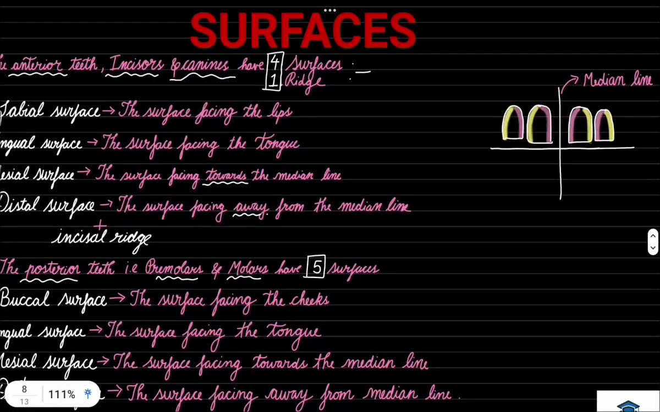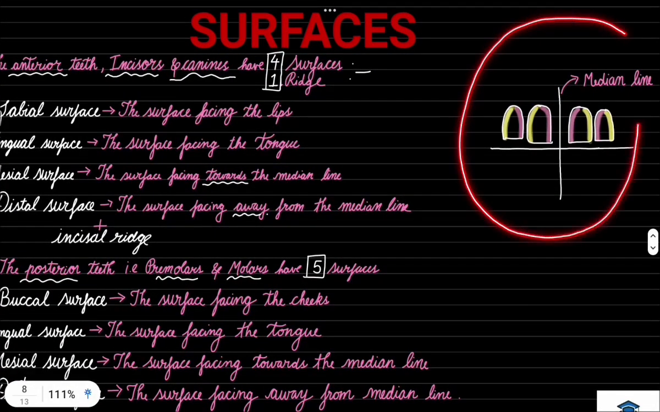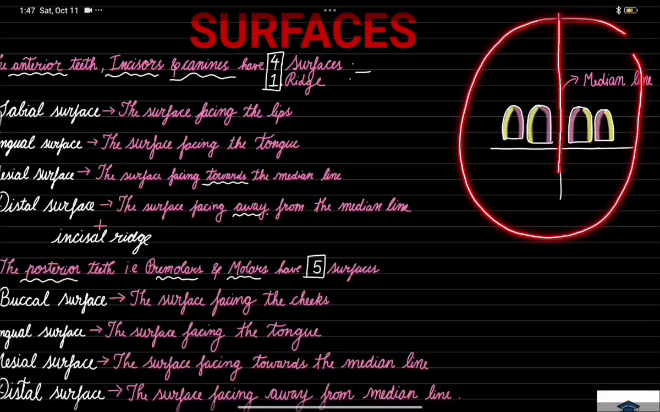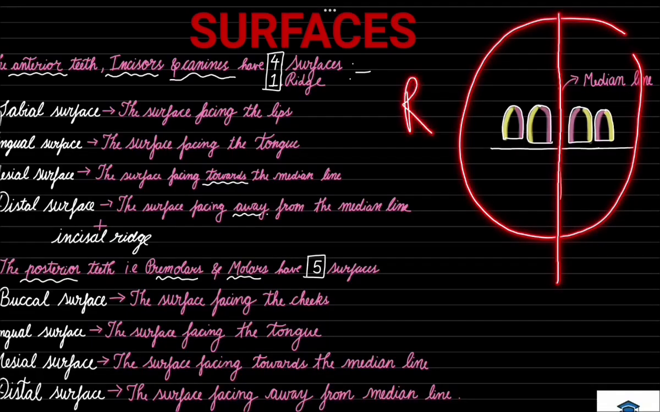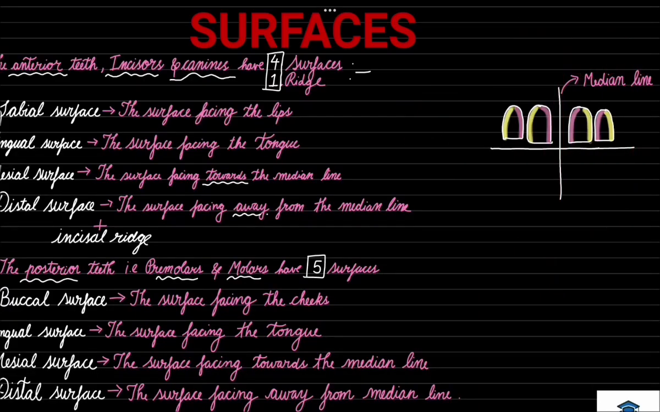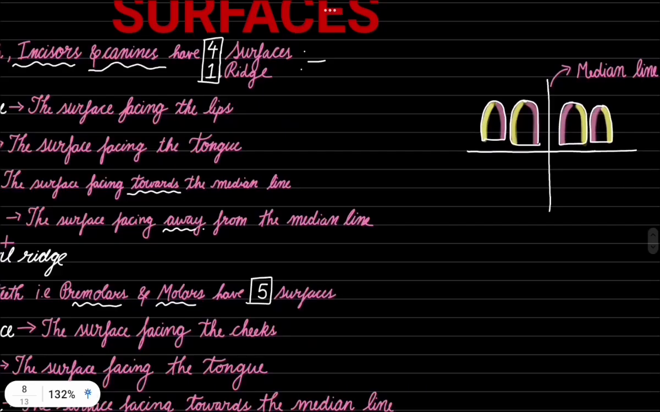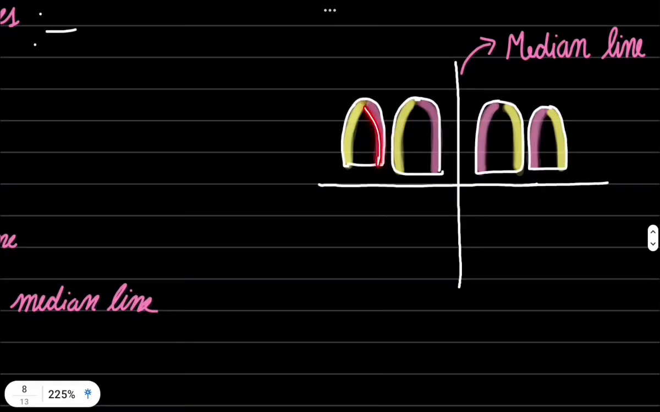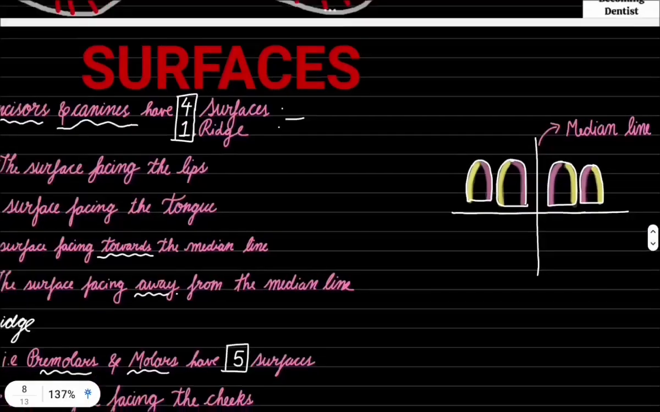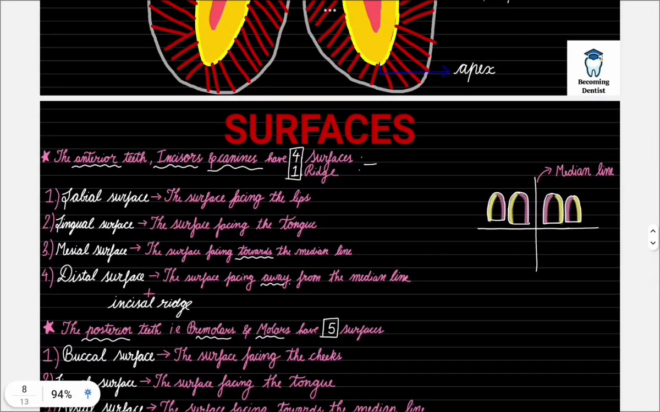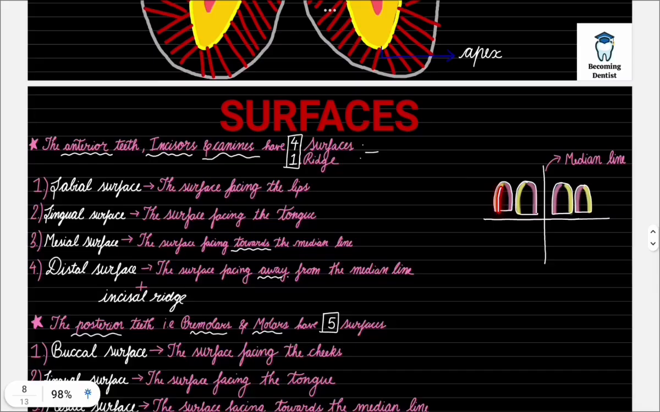Now, here, if this is the face of a person, then the line bisecting the face into two halves, the right half and the left half, is called the median line. This line is called the median line. So the surface of the tooth which is facing towards the median line, this surface and this surface marked by pink over here, these surfaces facing towards the median line, as you can see, are called the mesial surfaces.